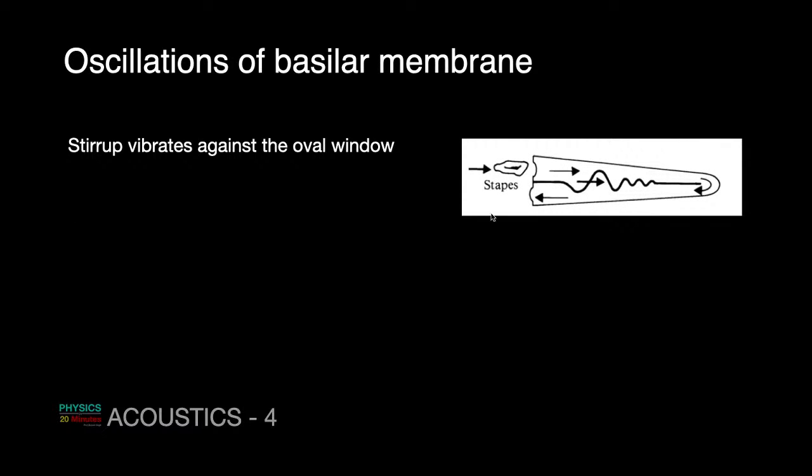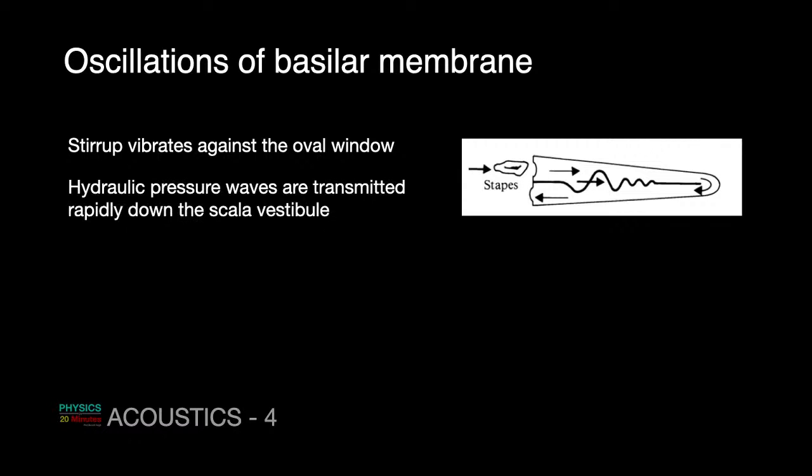So this is a typical cross section. The stirrup, or the middle ear bone, vibrates against the oval window. It keeps vibrating as the sound is transmitted. Hydraulic pressure waves are transmitted rapidly. So these are the hydraulic pressure waves, the frequency of which depends on how fast or slow these bones are oscillating, which in turn depends on the external sound stimulus.